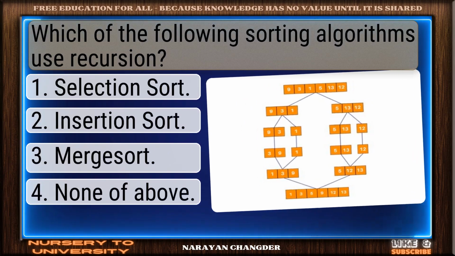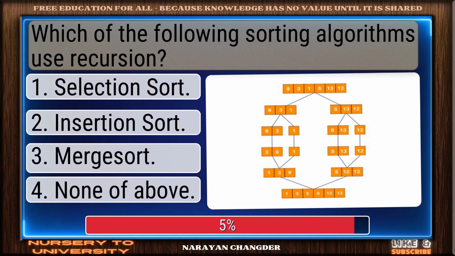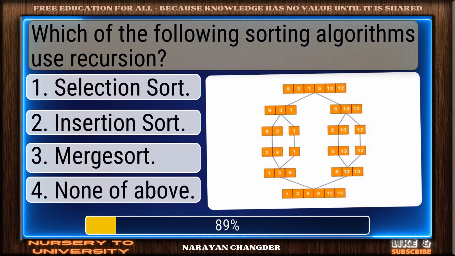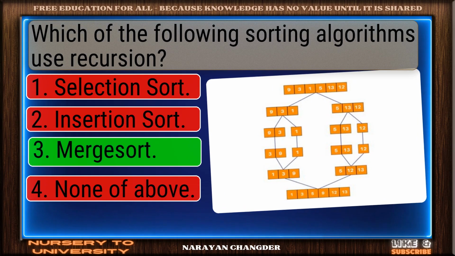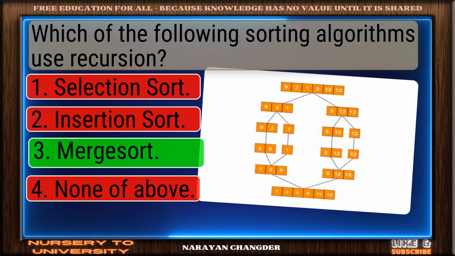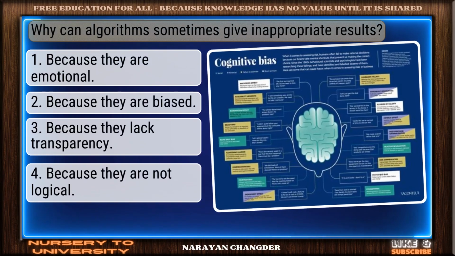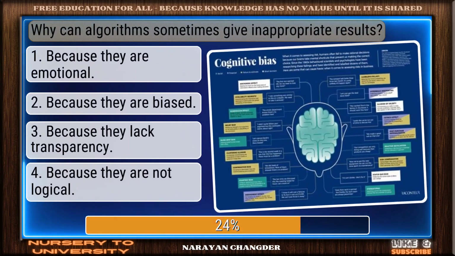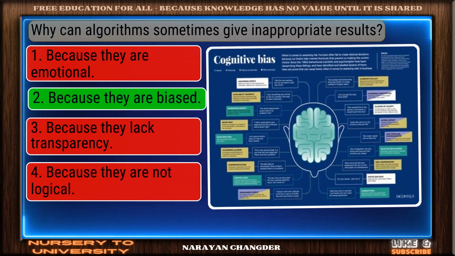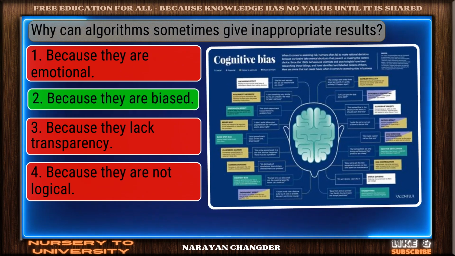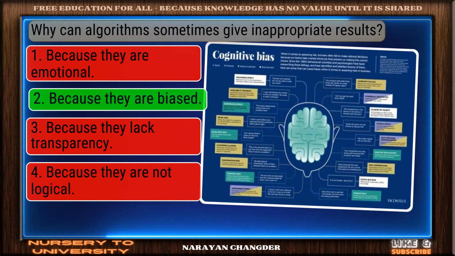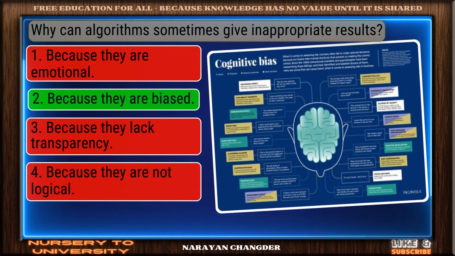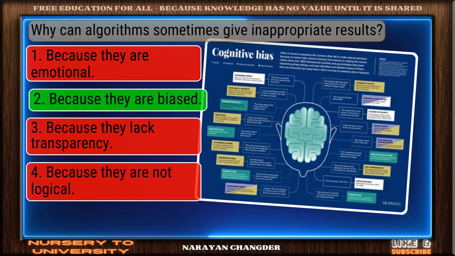Which of the following sorting algorithms use recursion? Good thinking. Merge sort is the right answer. Why can algorithms sometimes give inappropriate results? Clear logic. Your choice, because they are biased, is sound and 100% true.